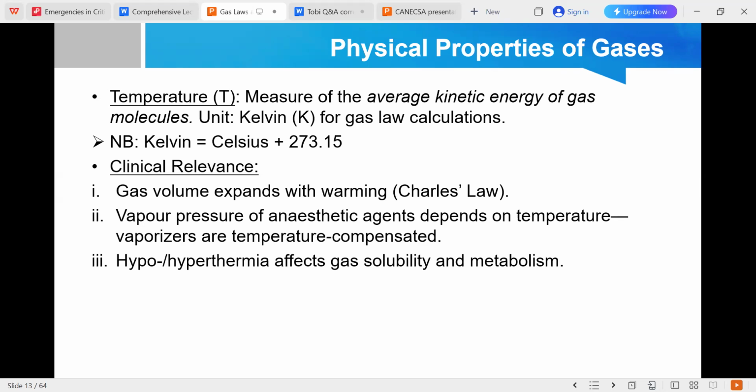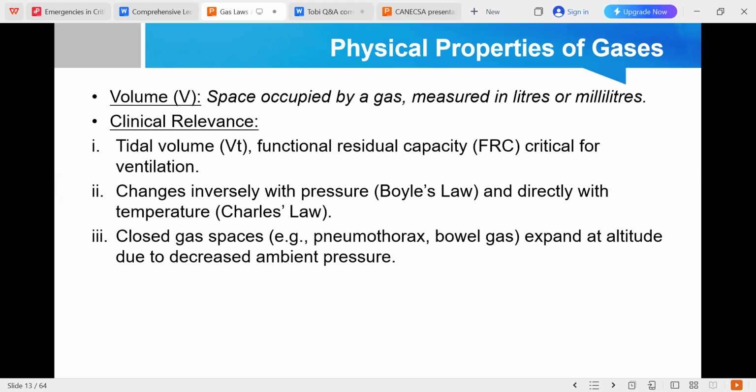Vapor pressure of anesthetic gas also depends on temperature. But remember, that is why we have temperature compensated vaporizers. And hypothermia can also affect gas solubility and metabolism. The next property of gases that is very important to us is the volume. And this talks about the space that the gas occupies, and it's measured in liters or milliliters.